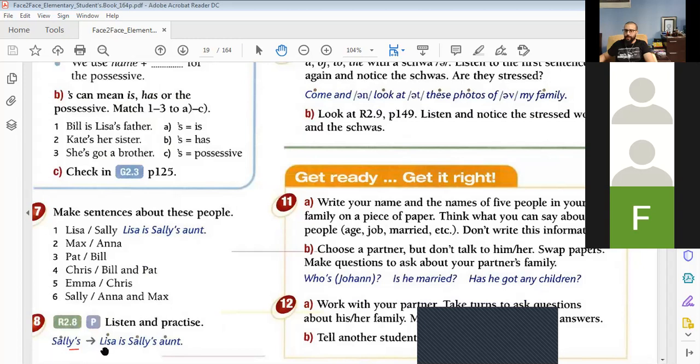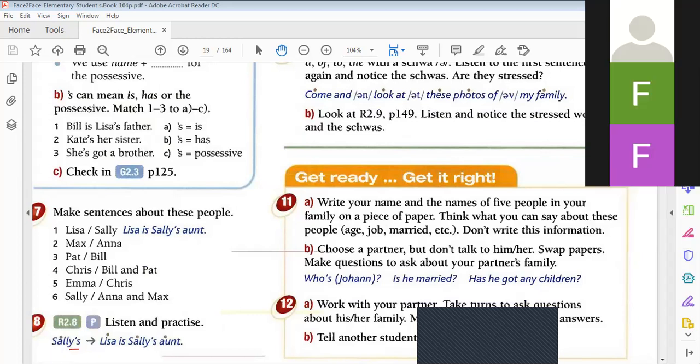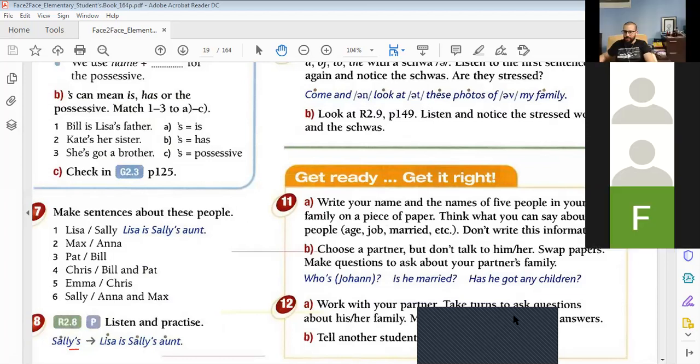Okay, can you repeat it, everyone? Sally's. Lisa is Sally's aunt. Okay. Fatma, you can repeat it. Okay, let's see. Omnimedia, can you repeat it? The first one. Lisa is Sally's aunt. Nice, good. Fatma, are you there? Okay, Fatma 2 is mute. Okay, no, you did it. I heard you. Manal, okay, you can do it, Manal. Okay, you can repeat it, Manish.